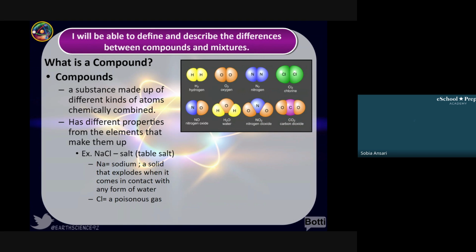For example, we have sodium, which is a solid when found naturally on Earth. It does explode when it comes in contact with water, so it is highly reactive. Chlorine is a poisonous gas that is naturally found on Earth. When we combine these two, it makes our regular table salt that we use in our everyday food.